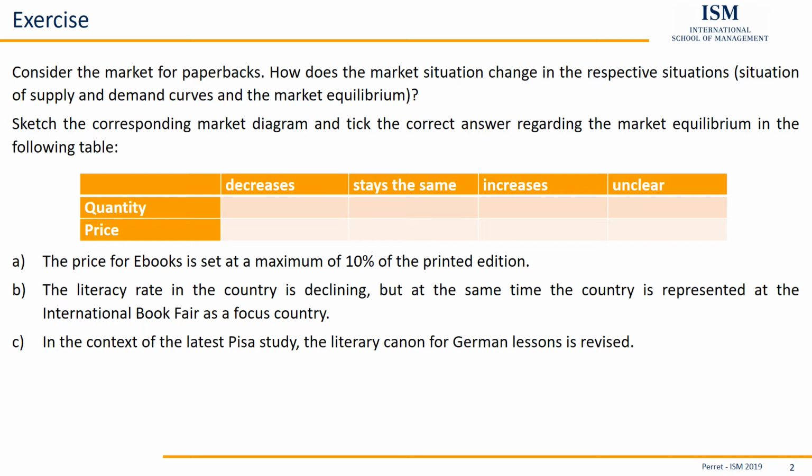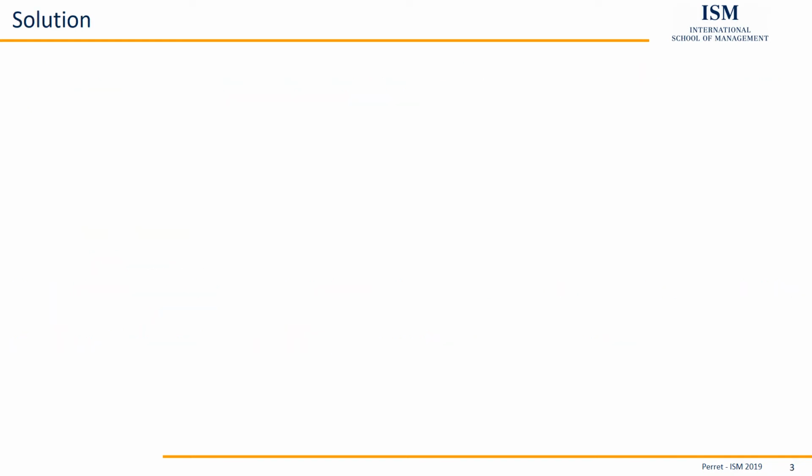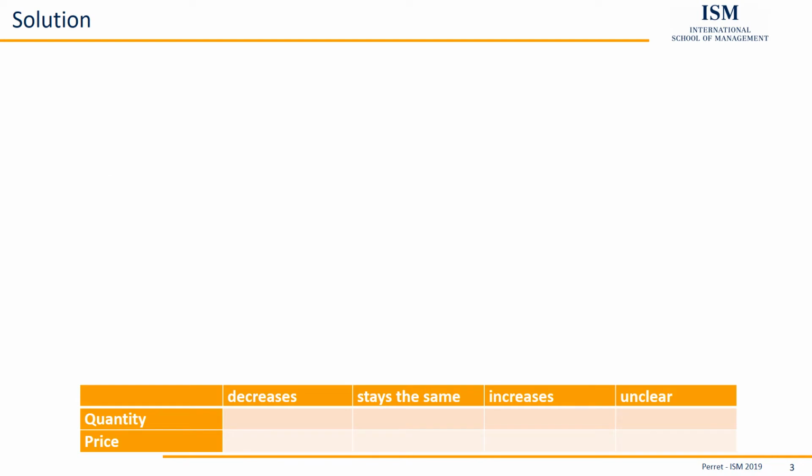Okay, let's work our way through this step by step. So first we copy this table down here so that we can do all the graphs in the upper part. We start with the first one. The price for ebooks is set at a maximum of 10% of the printed edition. So that's only one thing which takes place here.